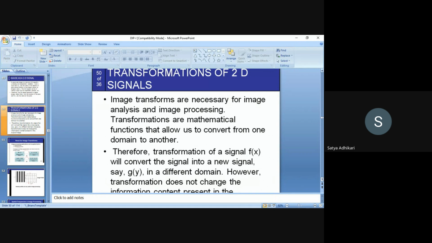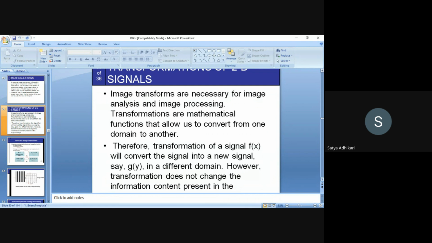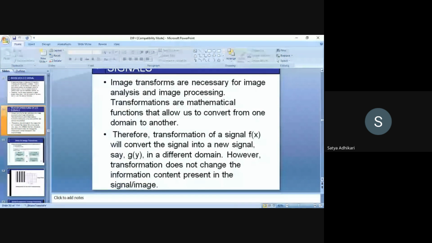The transformation of a signal f(x) converts it into a new signal g(y) in a different domain. However, transformation does not change the information content present in the signal. After transformation, the signal will not be changed; the information should be preserved.